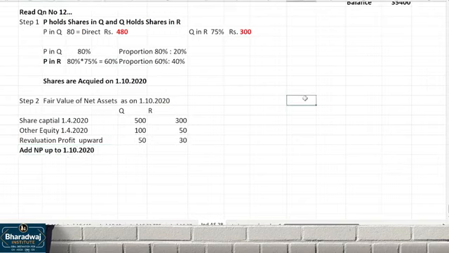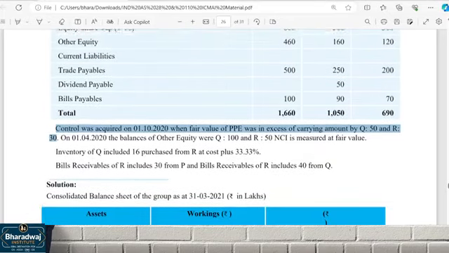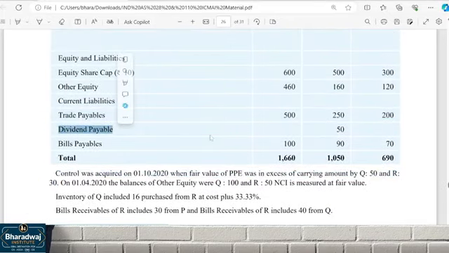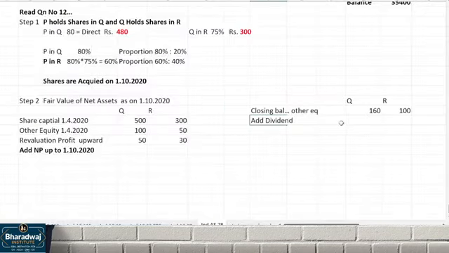Simple, we have to see the closing balance minus opening balance for Q and R. What is the closing balance of other equity? 160 and 100. Add dividend declared. Don't forget, it is given as a separate line item in the balance sheet. Dividend payable is given separately. For which one? 50. Dividend payable 50.